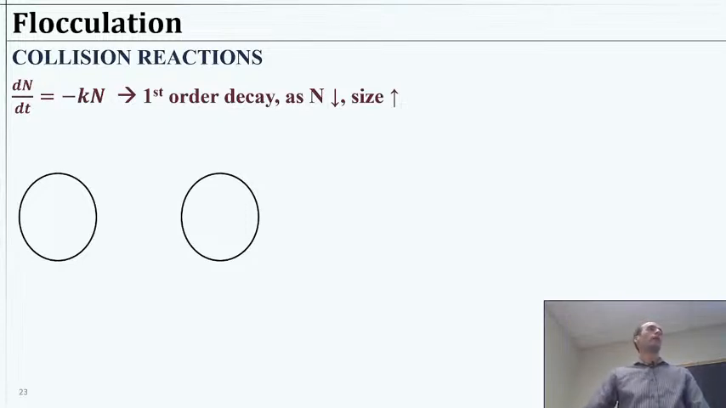You're not going to have any reaction between particles if there's only 1 particle, right? So it does depend on how many are there. And so our reaction order is going to be first order, and because they're sticking together, reducing the number there, it's going to be a decay reaction. So this becomes a first order decay, so we can write the reaction term as dN/dt equals negative K N. As N decreases, the size increases.